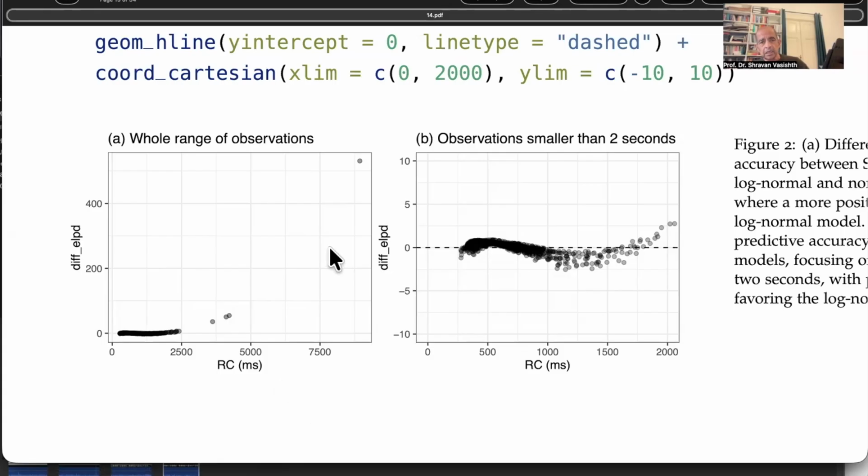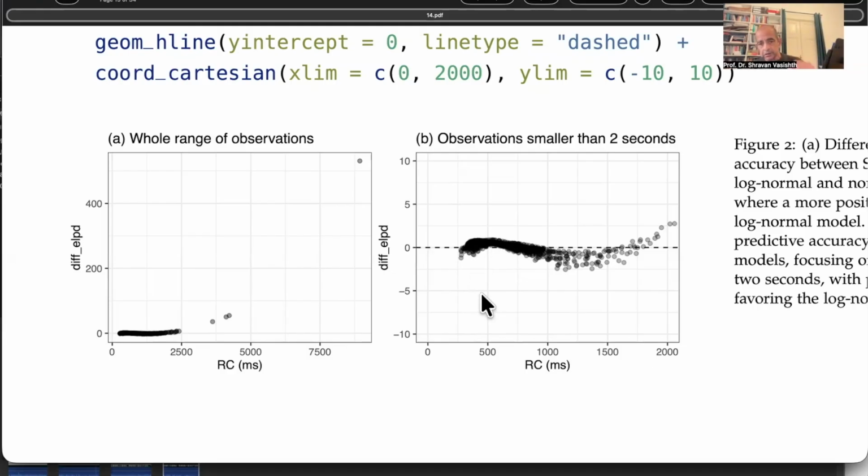ELPD values. And so if you zero in on the more realistic range of reading times between 0 and 2000 milliseconds, right? So this part here, which is hard to see on the left hand side plot. On the right hand side plot, when you look here, what you'll see is a cluster of log pointwise density differences that are either above or below 0 or at 0. And so all the positive values are indicating that the log normal model is the better one here.